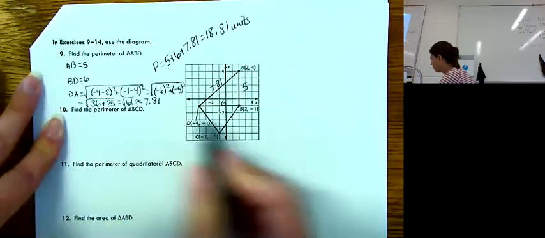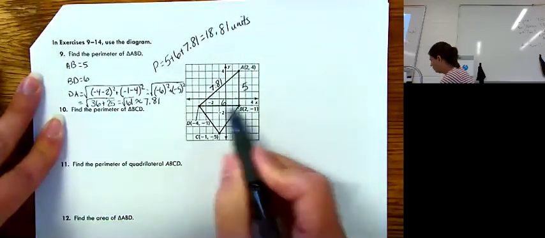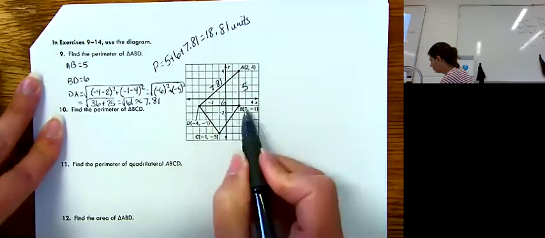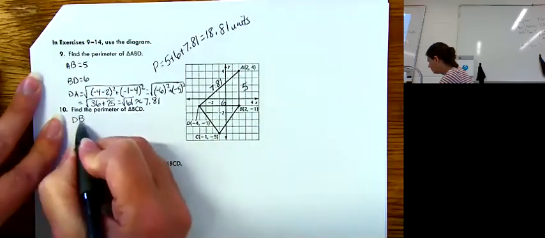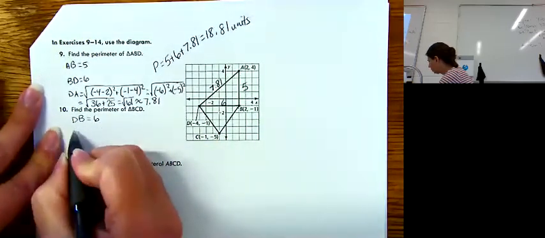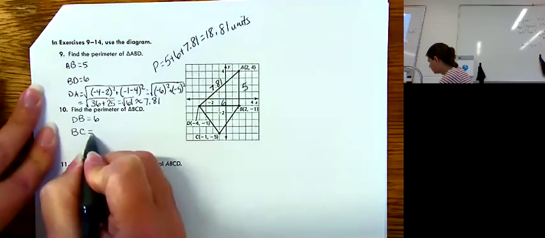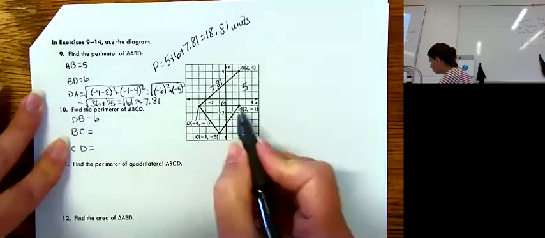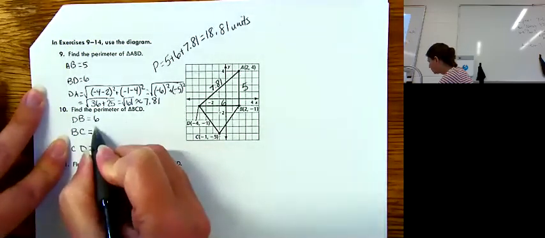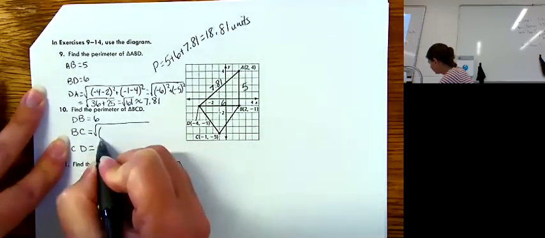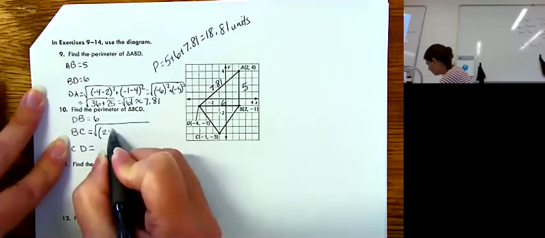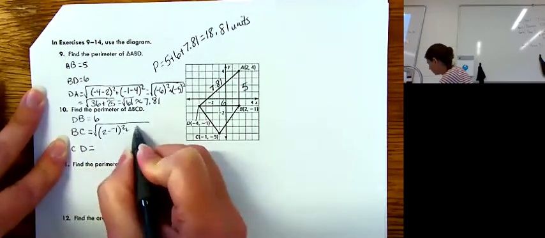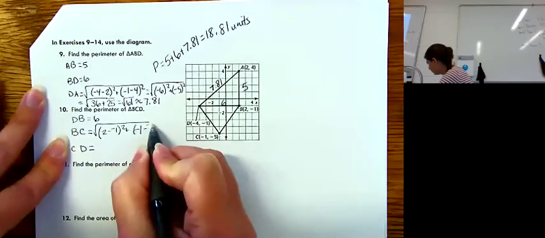Then they want us to find the perimeter of triangle BCD. Well, we already found from D to B in the top one, but we also have to find from B to C and from C to D. So if we go from B to C, we're going to use our distance formula. So the square root of (2 minus negative 1) squared plus (negative 1 minus negative 5) squared.